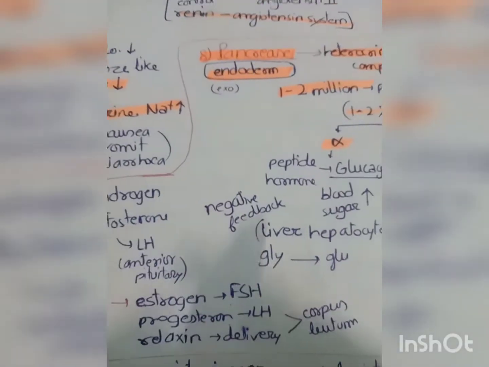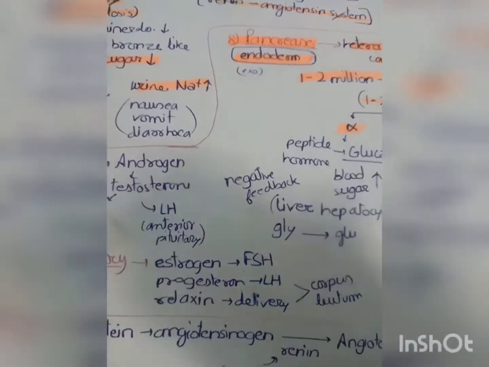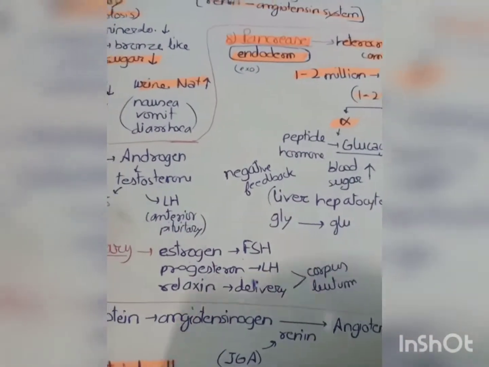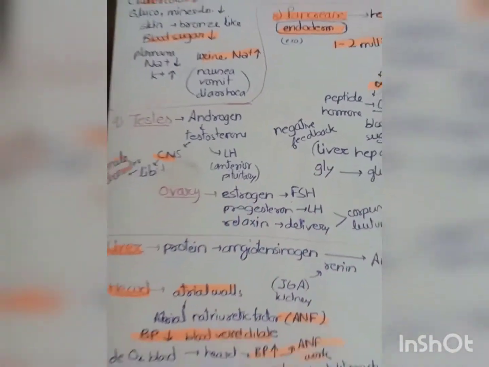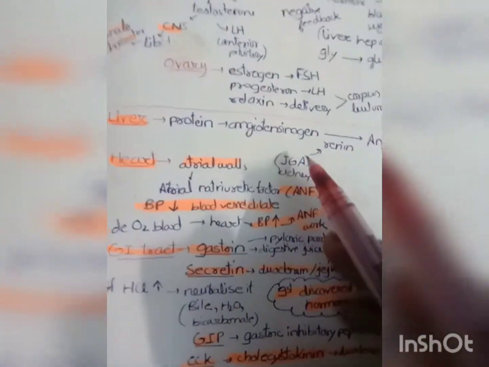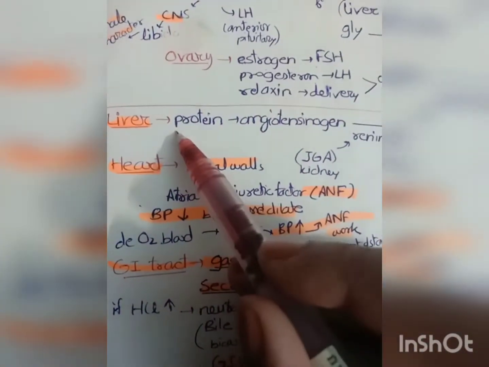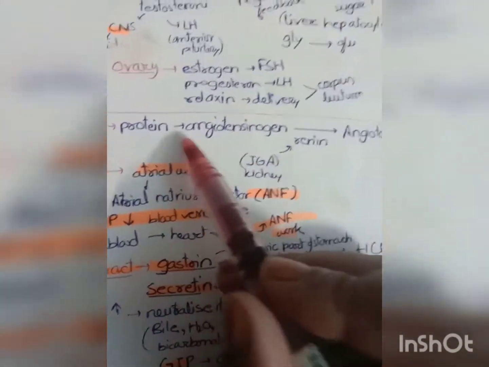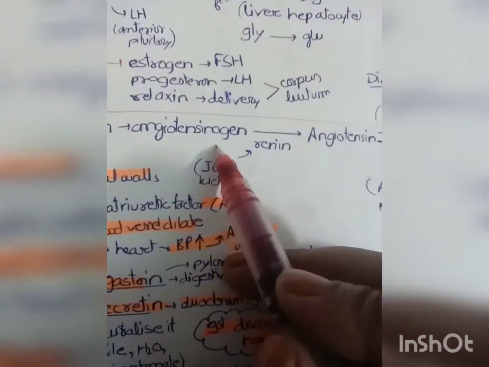Now we are done with all the endocrine glands of our body, and now we are going to study the non-endocrine glands, though they secrete hormones. Okay, the first one is the liver. The liver secretes a protein which is known as angiotensinogen.